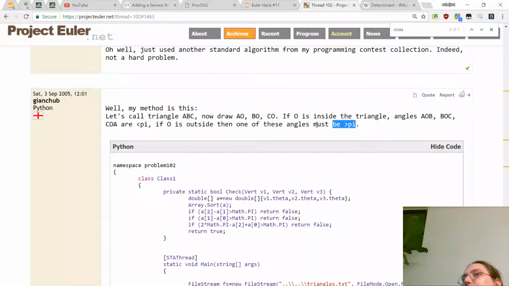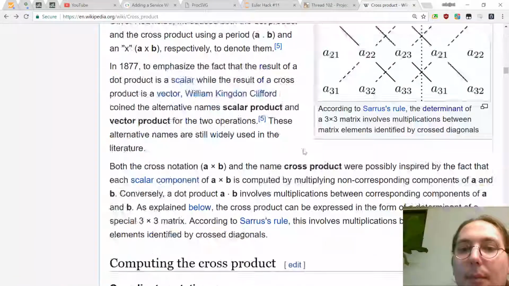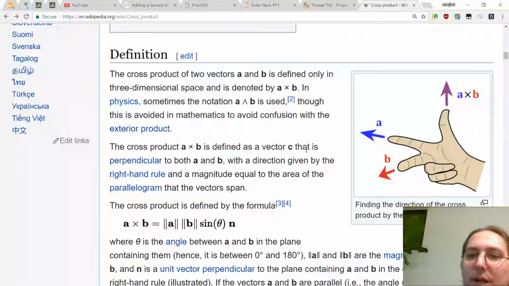So what I say, the determinant, if you calculate it and it's positive, it's pointing something like this. If it's negative, it's pointing the other way. That's why we should check that they all have the same sign, the right-hand rule, I guess. Yeah, so the determinant is this guy, I guess.